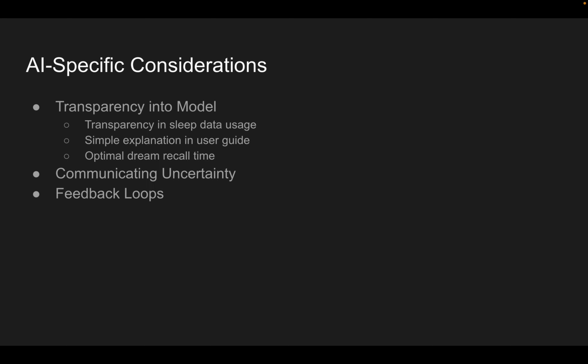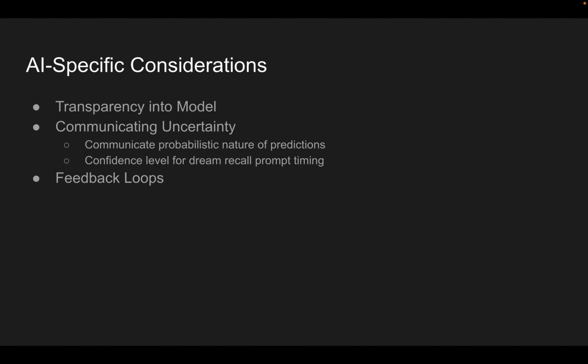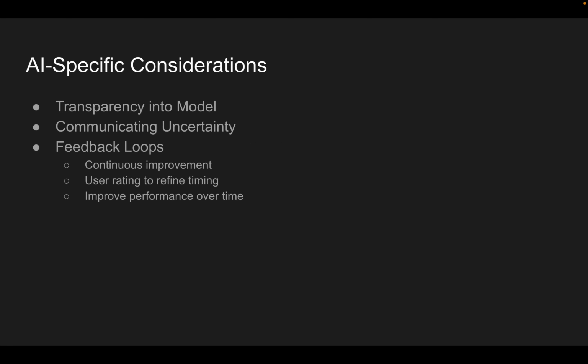This is what we believe the optimal dream recall time is. The uncertainty comes through in, we woke you up at this time, but these were some other times. Less confident, but these may have also been good candidates for waking up and improving dream recall. And then a feedback loop, the user gives feedback. There are explicit feedback opportunities for the user and then implicit.